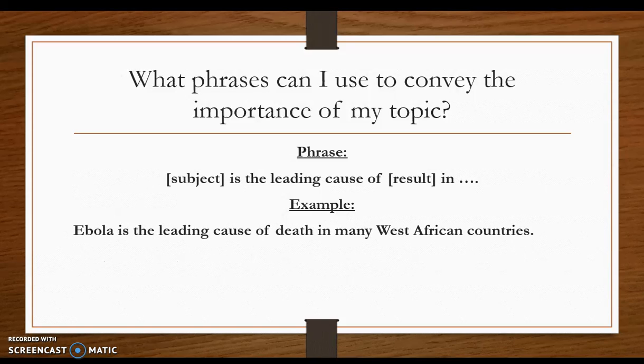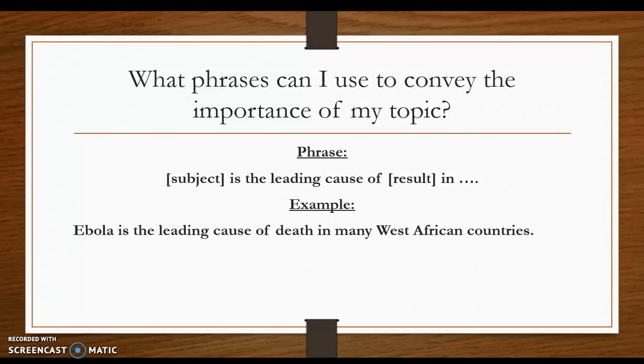The next one we've got here is: whatever the subject is, the leading cause of something else in, and it could be a location. These could go different ways using these templates, but they really help you structure your sentences in a way that conveys that importance.